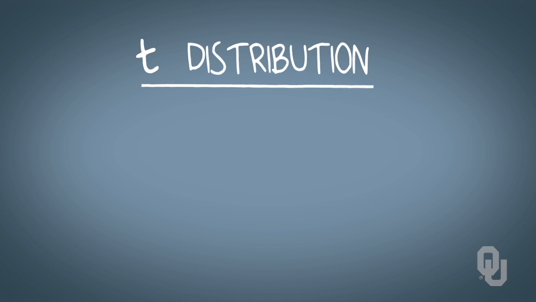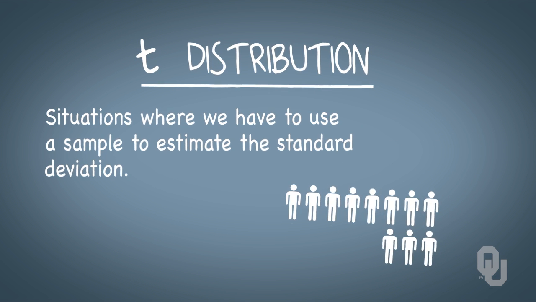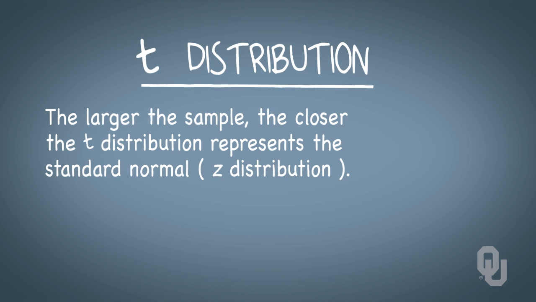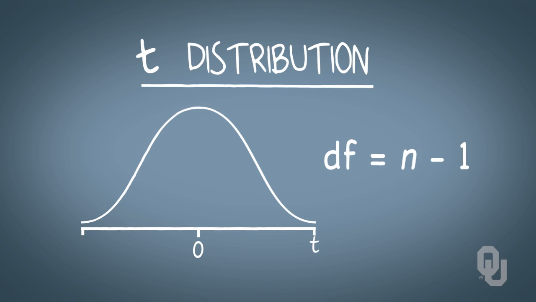The t-distribution was designed for situations where we have to use a sample to estimate the standard deviation and is particularly useful when sample sizes are small. Regardless of the sample size, use the t-distribution to calculate the confidence interval, as the larger the sample, the closer the t-distribution represents the standard normal anyway. The t-distribution has a similar bell-shaped curve as the standard normal distribution, is symmetric, and is centered about 0. But its lone shape parameter is a degrees of freedom parameter that's a function of sample size, or n-1.